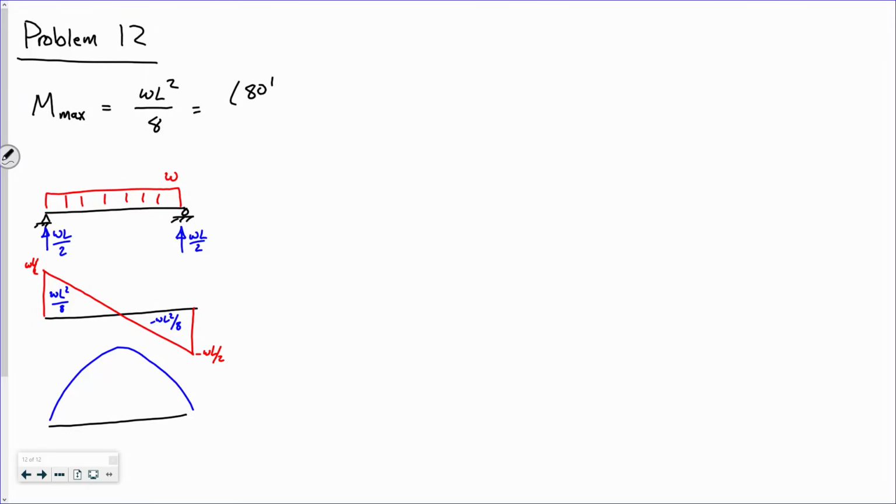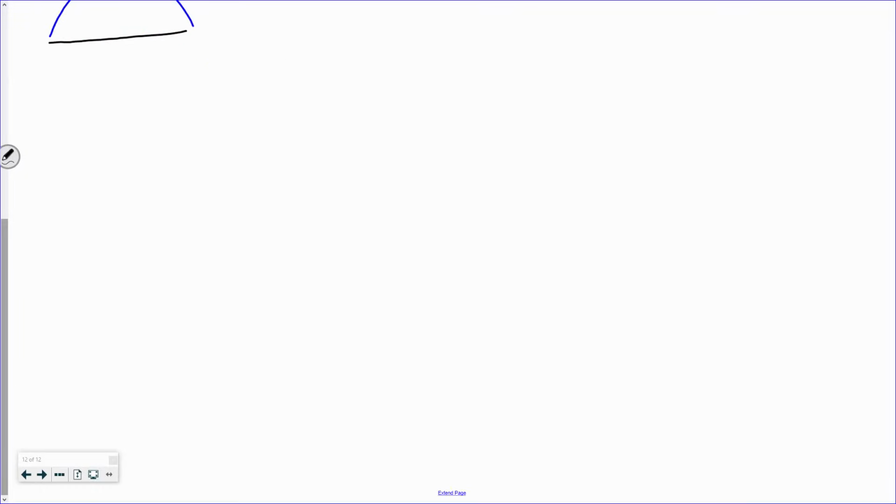So 80 Newton per meter times 10 meters squared over 8. So 80 over 8 is 10. 10 essentially cubed is 1,000 Newton meter. Sound good? Now, ultimately, this is a bending problem, so we're going to need sigma equals My over I. Okay? So we have a beam that is a triangular cross-section. So we need to figure out a couple things about that triangular cross-section. All right? So let's sort of pay attention to what's going on here.